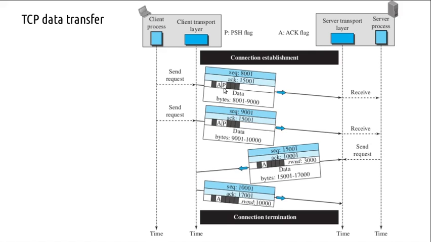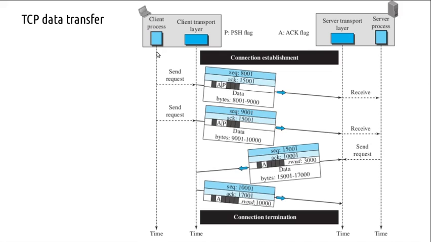Now here we discussed the push flag also. The push flag is a mechanism, a control bit. If the client application layer process wants to send some data, we already discussed the buffers at the client side and the server side, the TCP layers. So the TCP segment size, the number of data bytes in a segment, is determined by the TCP layer at both sides.